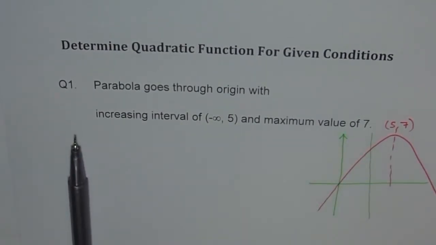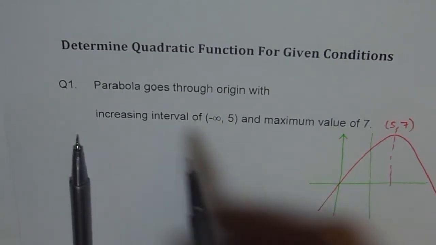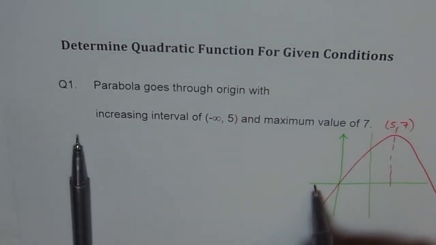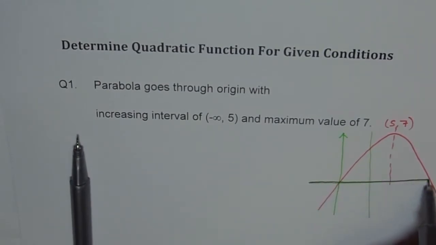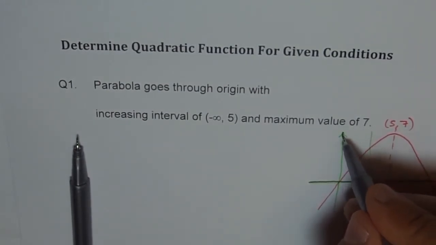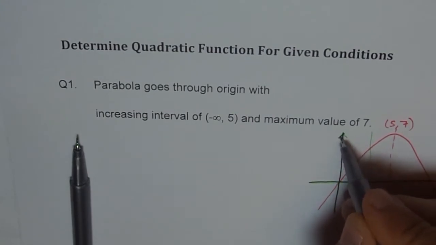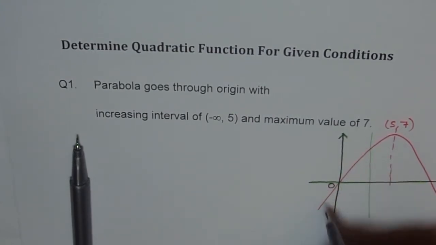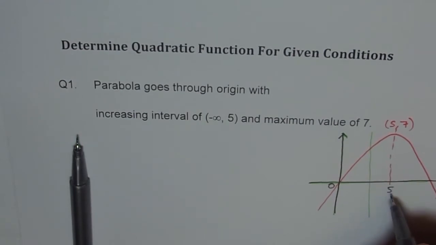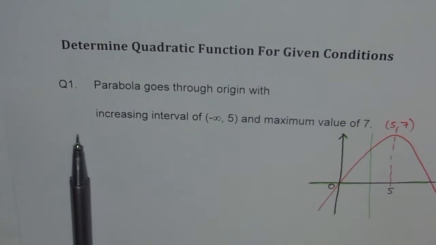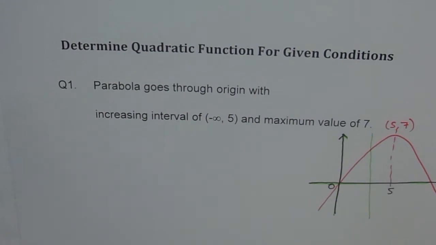So let me redraw my axis, okay? Because it says the parabola goes through the origin, so it's like this and like this. So that's our origin, right? So it goes through the origin and the maximum is at x equals 5 and the value is 7. So that is how our parabola should look, right? Now we are supposed to find an equation for this parabola, correct?